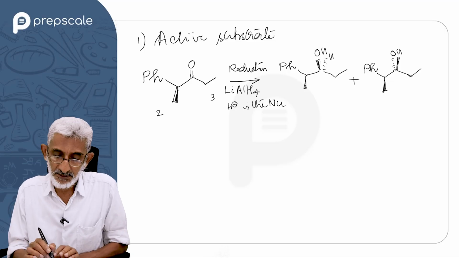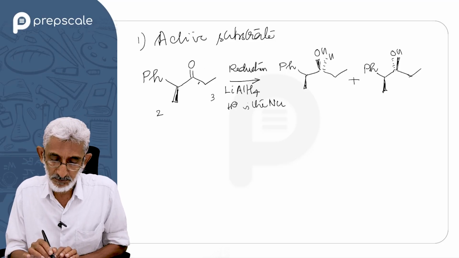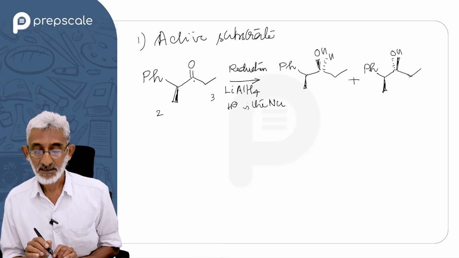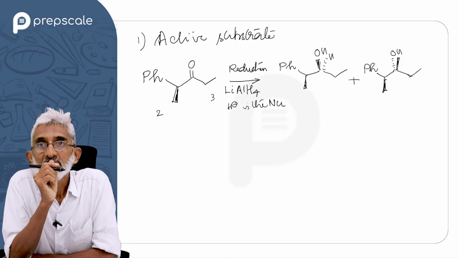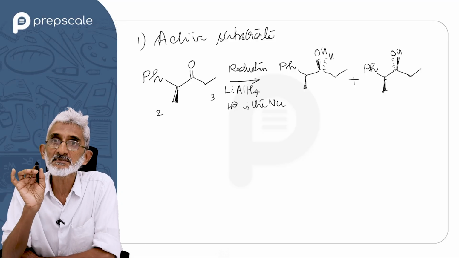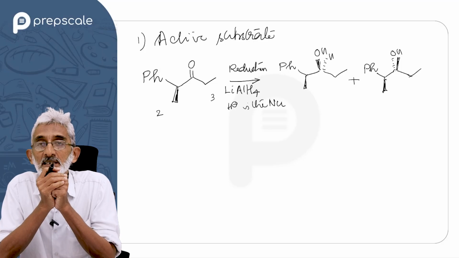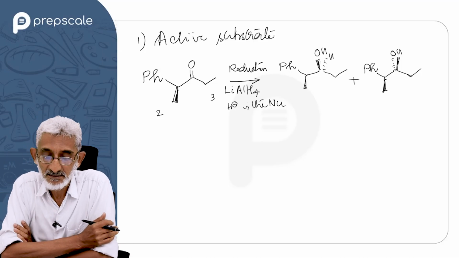So as you know, this is a diastereotopic phase. This molecule is having a diastereotopic phase. Now the question is, which one will be the major product, which will be the minor product? In reality, one of them is obtained as the major product, the other is obtained as the minor product. Now the question is, can we predict this? Is it possible to predict this?